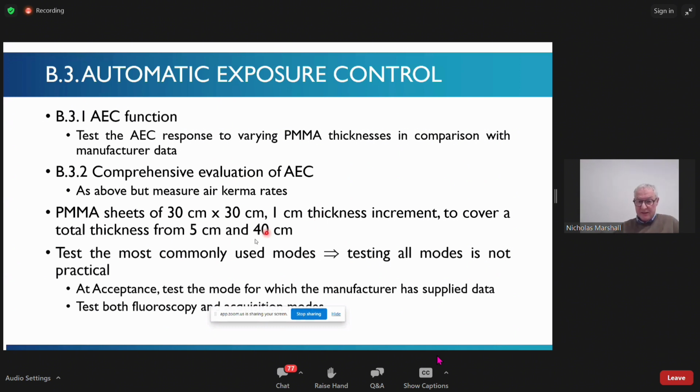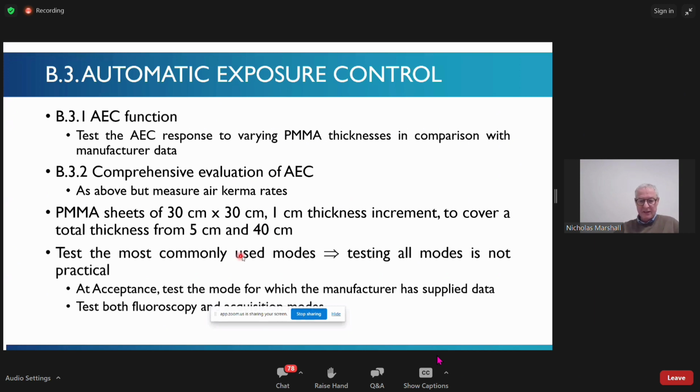When people do AECs, normally you think about 20 centimeters as your standard thickness. It's probably a bit too thin for a lot of imaging systems. This 20 centimeters is certainly too thin for interventional and cardio. It's probably closer to 30 centimeters as standard thickness, and certainly even higher under some projections. But the aim is to test the most commonly used modes. You can't do all the modes.